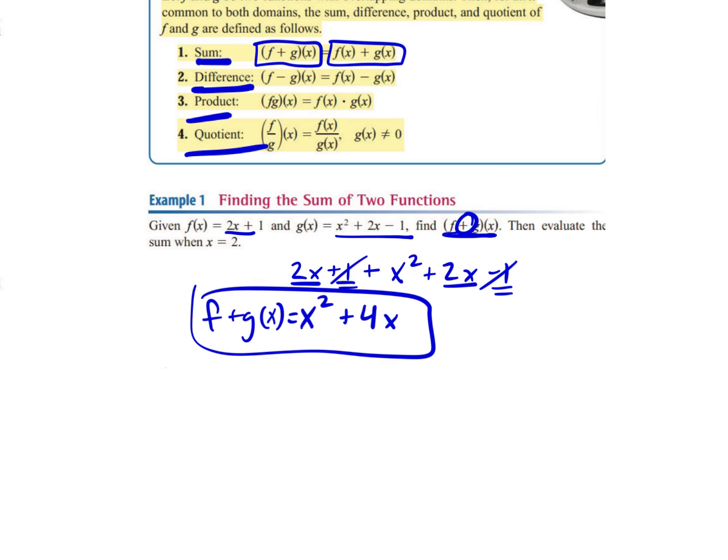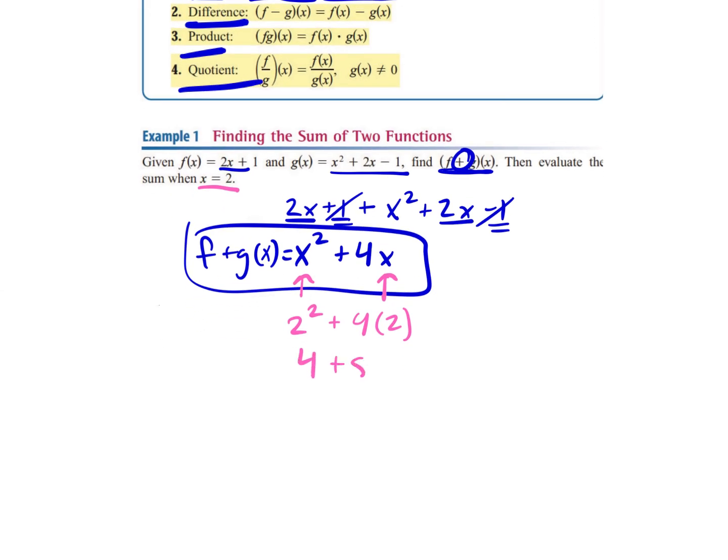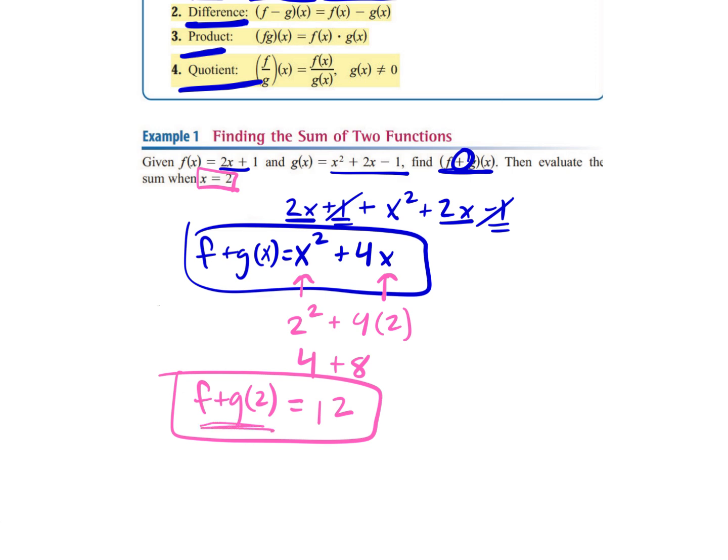Then it says to evaluate when x is equal to 2, so we're going to plug that into our x's. So we have 2 squared plus 4 times 2. 2 squared would be 4, plus 8 would be 12. So sometimes it's going to be written as f plus g of 2 when it asks you to plug in a certain number into your new function. So here it asks us to plug in 2. So it could be written as then evaluate, like how it is in the question, or it could ask you for what's f plus g of 2. These are the same thing, so they're asking for the same. It's just asking you to plug in 2 and give us the answer.